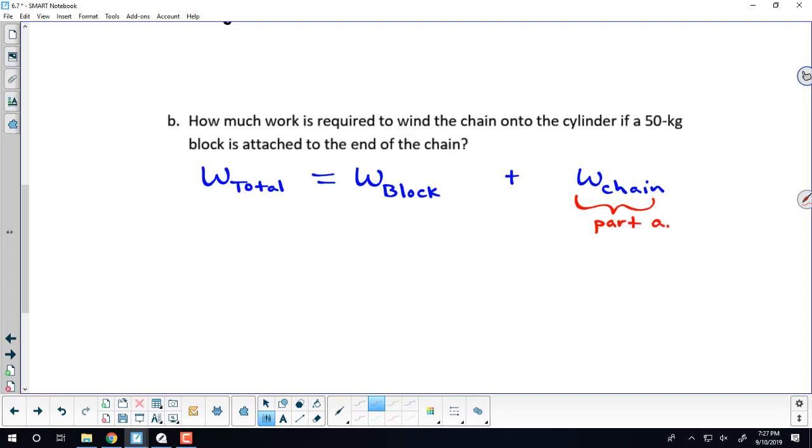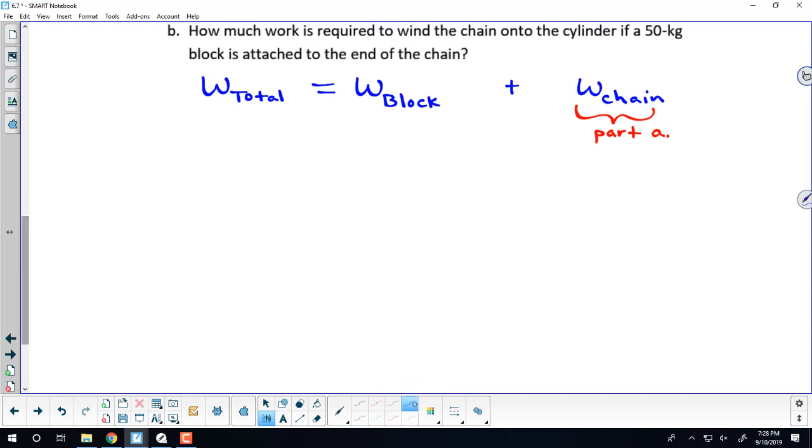All right, so however you think of it, it needs to be thought of as the total system: the work done by the block plus the chain. We've already found this in part A. The work of the block, if you're looking at just that by itself without involving an integral, how do we want to think about it? We just write it out.